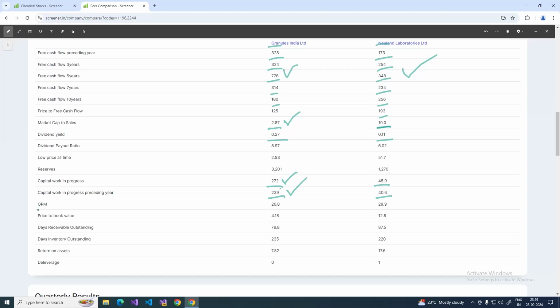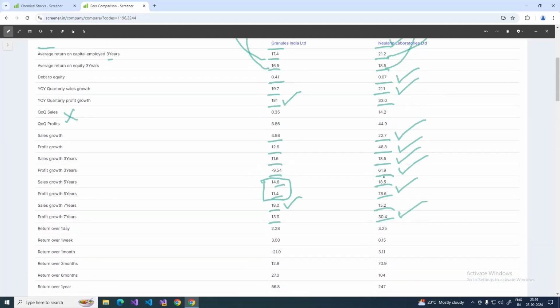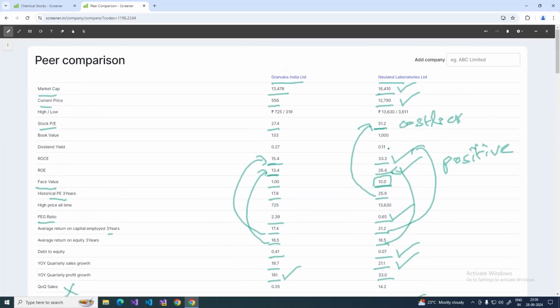And we'll see operating profit margins. Granules is 20.8 and Neuland Laboratories 29.9. Here this is positive for Neuland Laboratories. Neuland Laboratories has higher operating profit margins. So what we understood based on the current discussion is that we have more positives for Neuland Laboratories compared with Granules India.